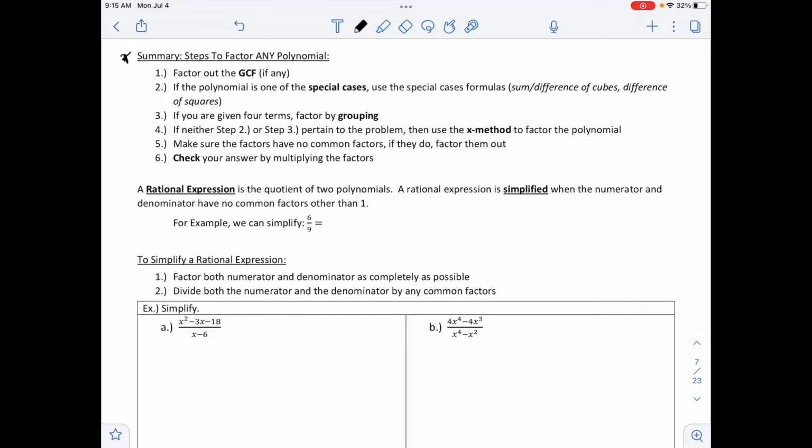5 says to make sure that the factors have no common factors. If they do, factor them out. And then 6 says to check your answer by multiplying out those factors.